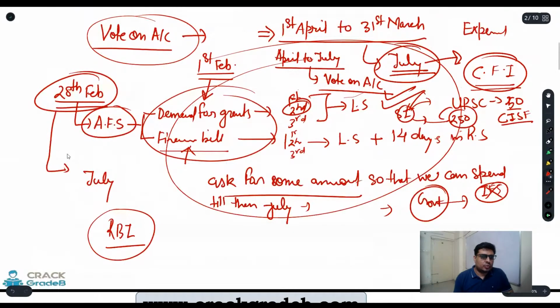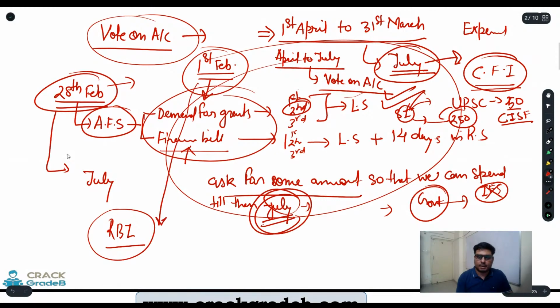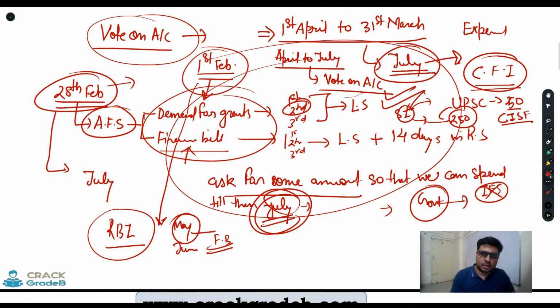And I told you, the entire budget was earlier passed by July, when we were presenting the budget on 28th February. But once we started presenting the budget on 1st of February, the demand for grants is completely passed even before the financial year, though the complete part will take somewhere around May. Especially the finance bill will be cleared by May or somewhere in June. But the demand for grants will be cleared by 30th March, or 28th or 29th of March.